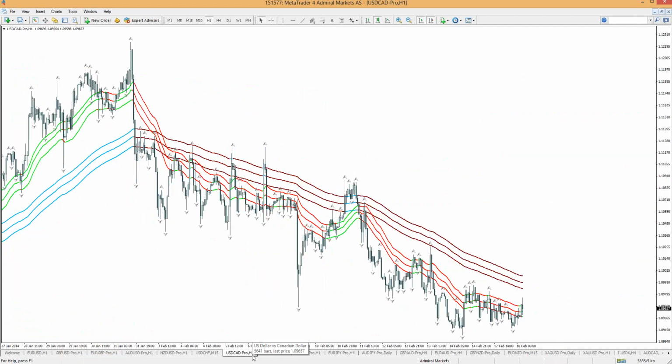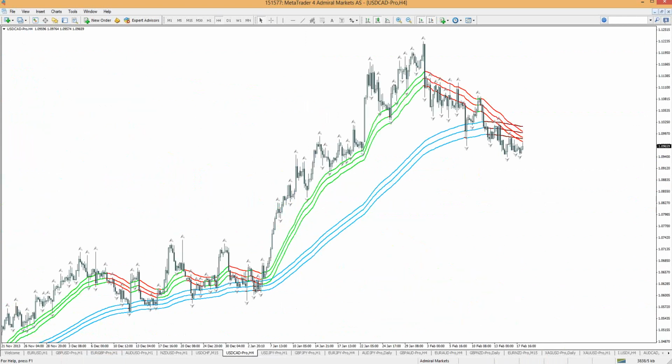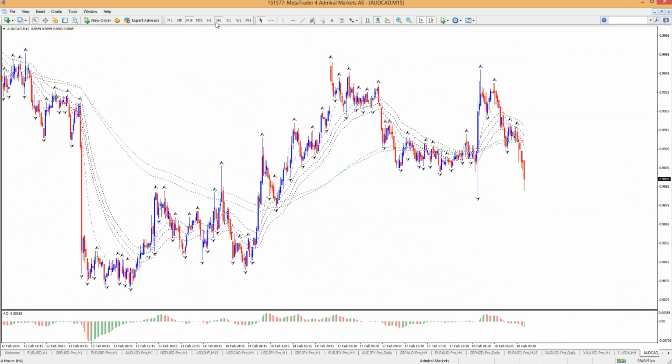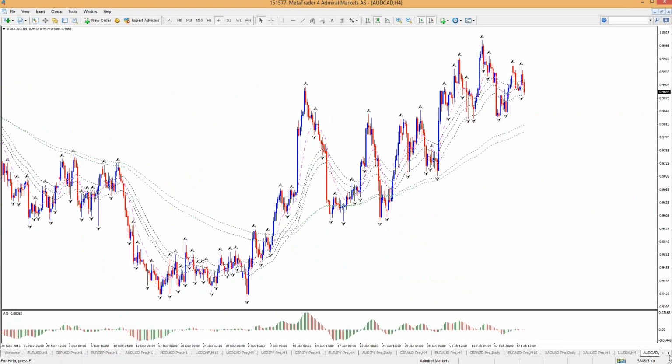How about the dollar CAD? The dollar CAD is certainly not in a range because actually it's an uptrend on the 4-hour and daily and a downtrend on the hourly, so it's not in a range. Maybe some different currency cross.